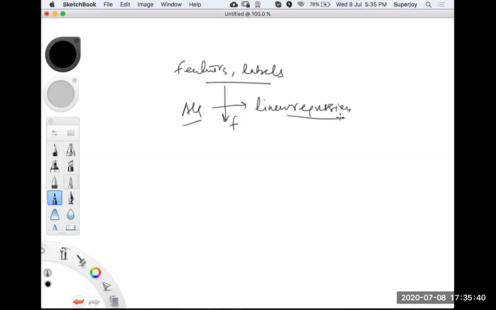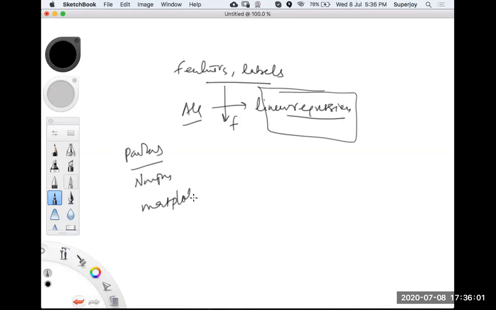Okay, so now I want to know how I can use this algorithm. Ab main is algorithm ko kaise use karun, how to use that. So guys, we already know three libraries. What are these libraries? Pandas is there, numpy is there, right, matplotlib is there. Now I'm going to introduce one more library to you guys. Main ek aur library aapko batane wala hoon, and that library is called scikit-learn.